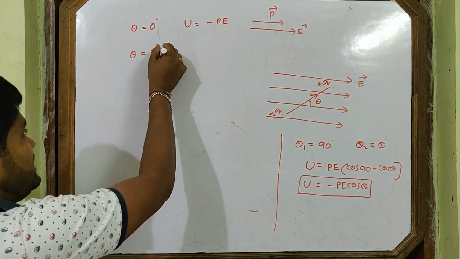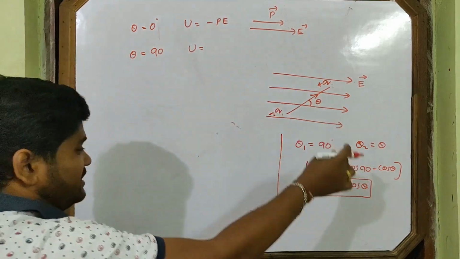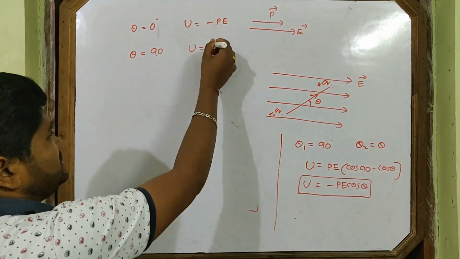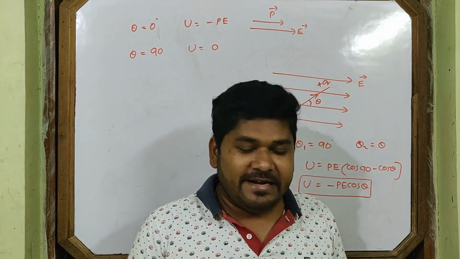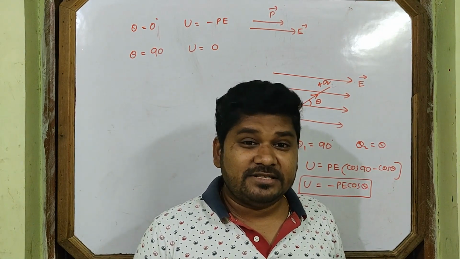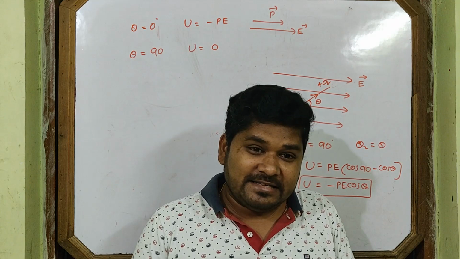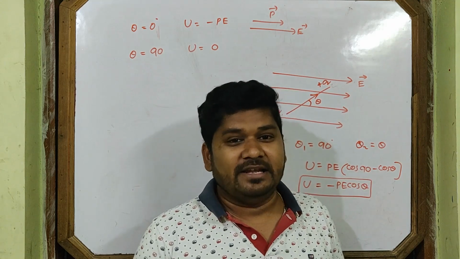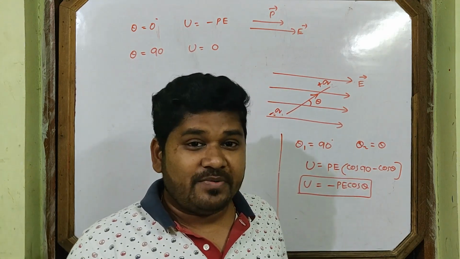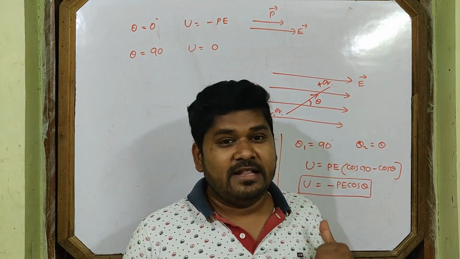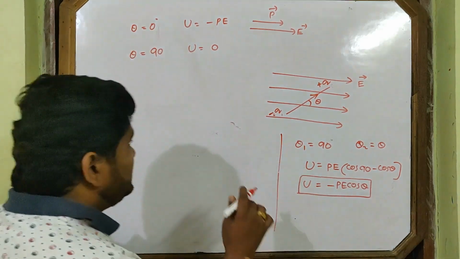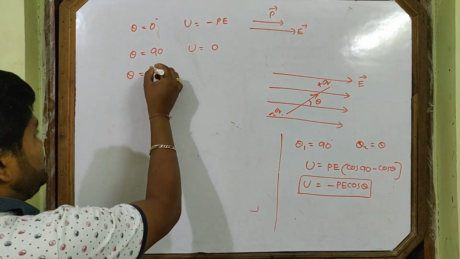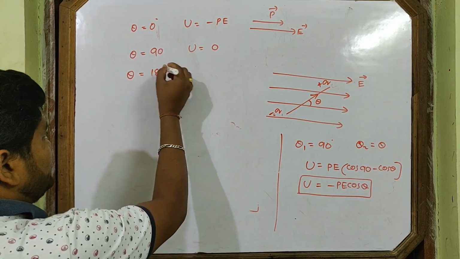Theta is equal to 90 degree. Cos 90, you put here 0. I have told you, when the angle is 90 degree, potential energy is 0. For that reason, I have started from 90 degree. I have brought the dipole from 90 degree to any angle theta, then I found the potential energy. Then theta equal to 180 degree.